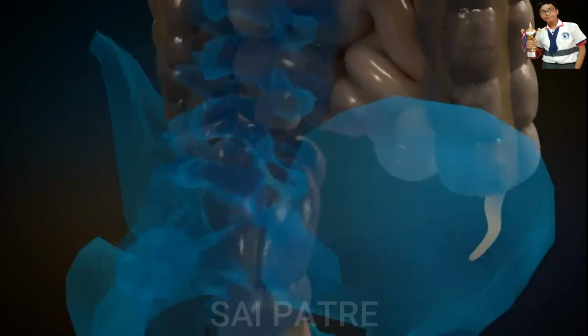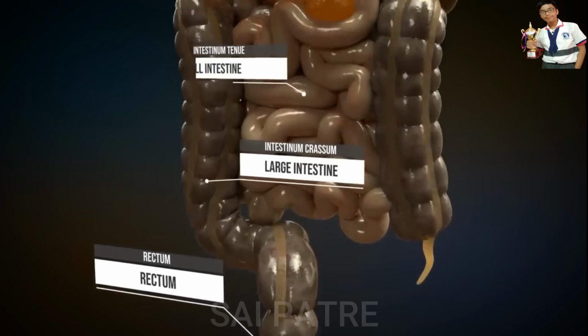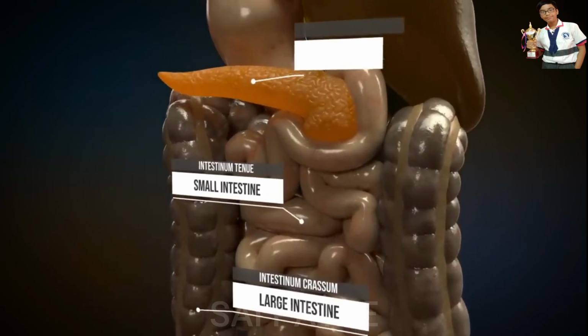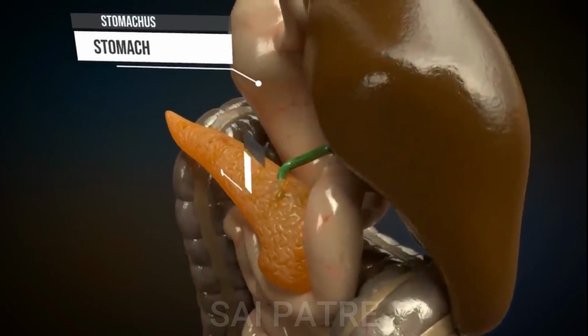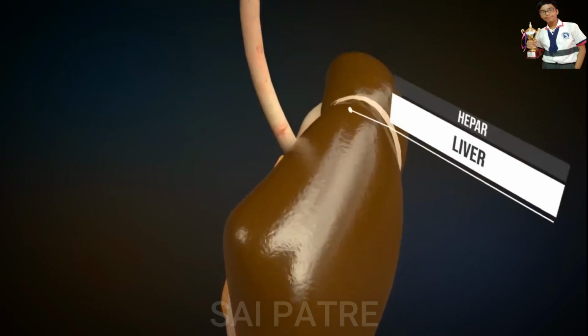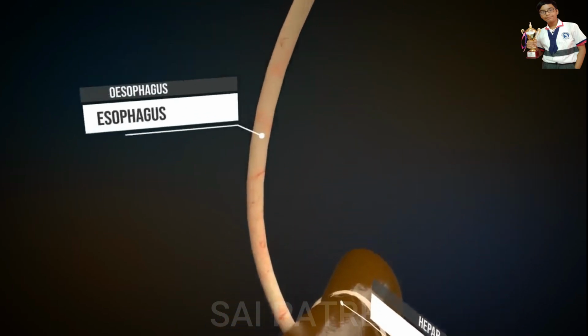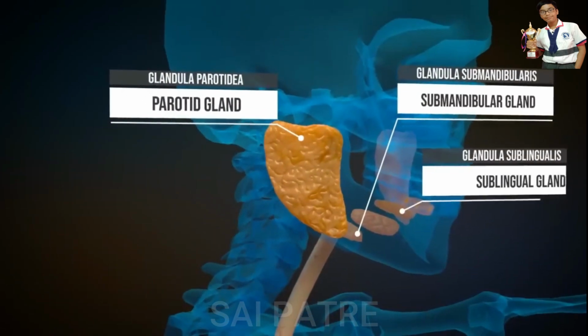In terms of organs, the digestive system basically consists of the rectum, the large intestine, the small intestine, the pancreas, the stomach, also called gaster, and the liver with the gallbladder. The esophagus is also part of the system, as well as various salivary glands near the mouth.